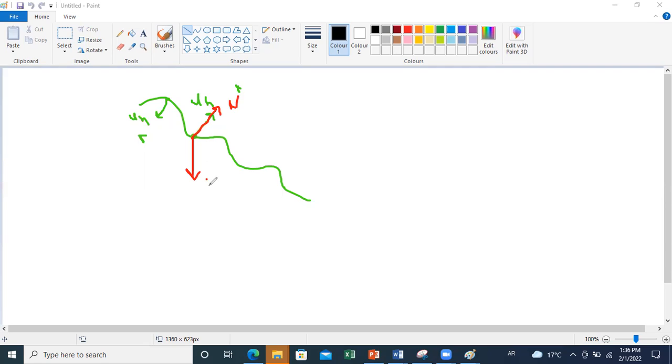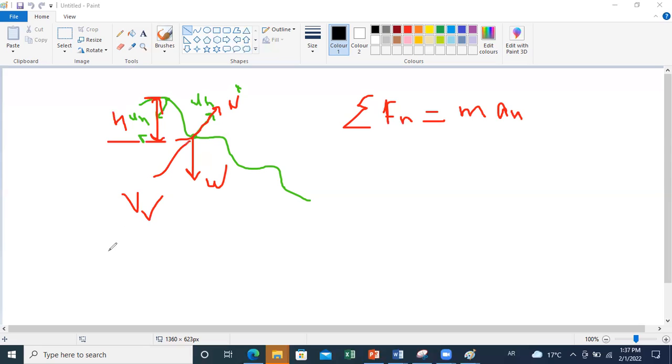And now what will you use to get n, which formula? Sigma of n equals m an. Yes, very good. Sum of forces along un equals m an. And to get an, you need to know the velocity. To know the velocity, all you need is to know the height here. You can then use work and energy to get v. If I tell you the level of this point, you know this height, the difference between the initial point and this one, you apply conservation of mechanical energy, you get v here. And once you get v, you can replace into an.